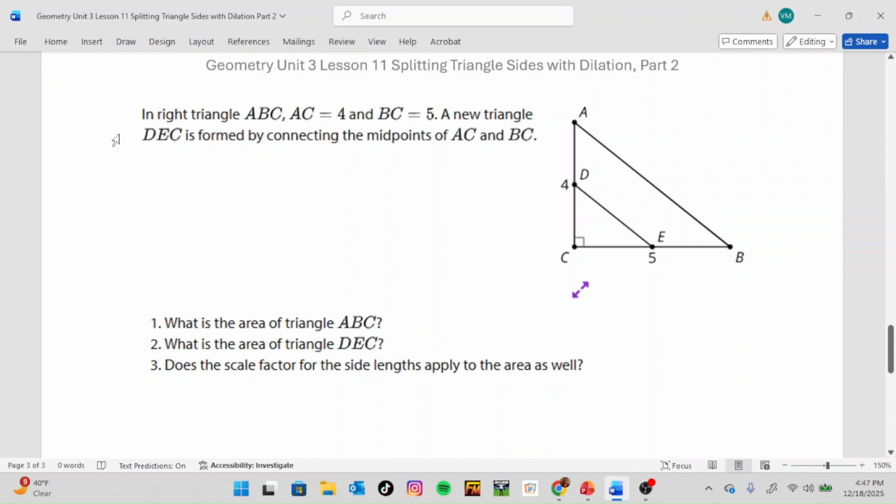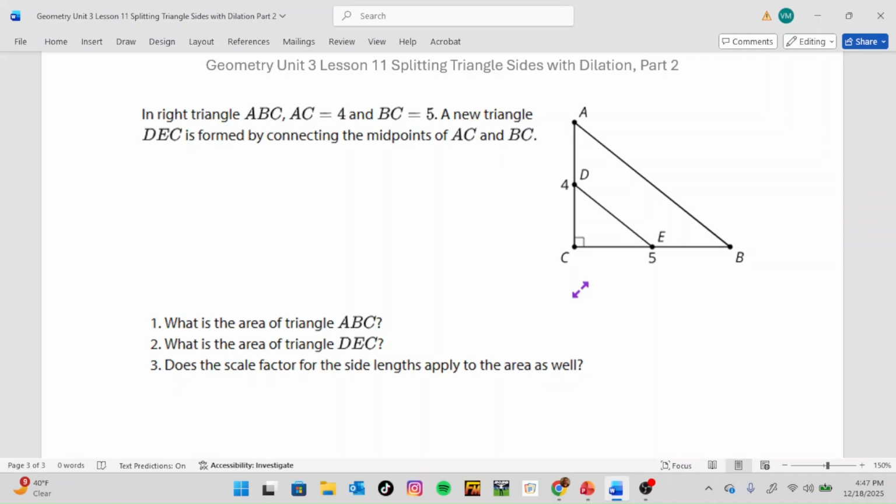Practice problem number 3. In right triangle ABC, side AC equals 4 and side BC equals 5. A new triangle DEC is formed by connecting the midpoints of AC and BC. What is the area of triangle ABC?